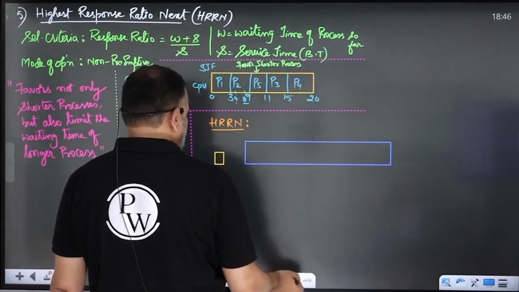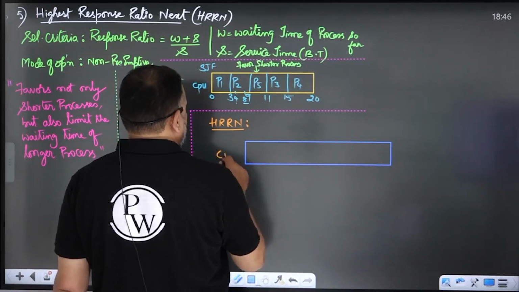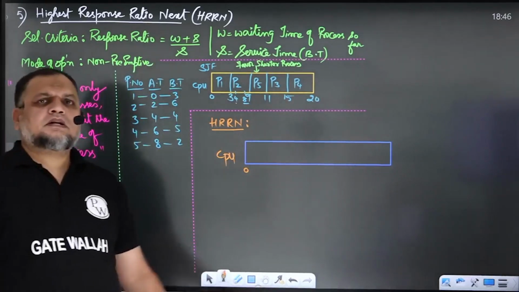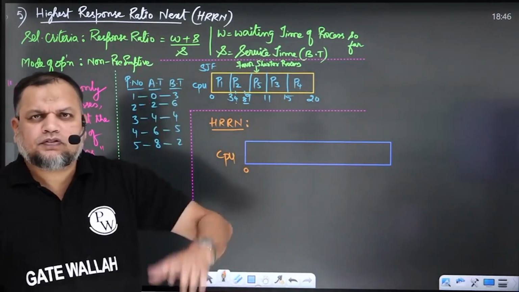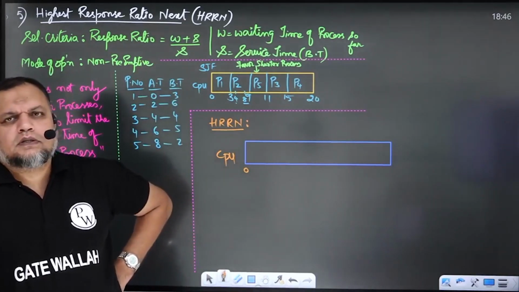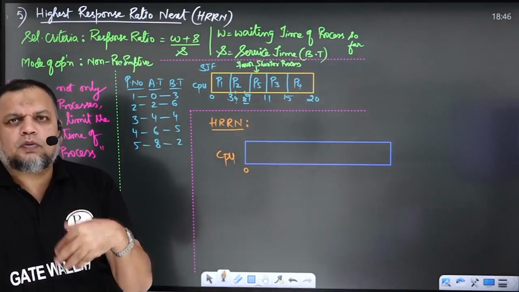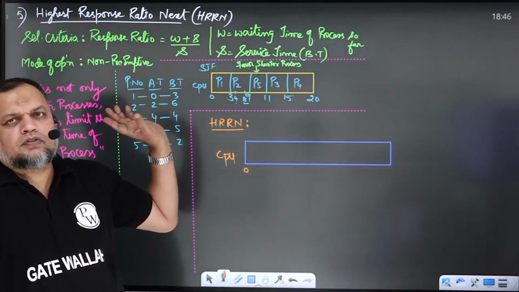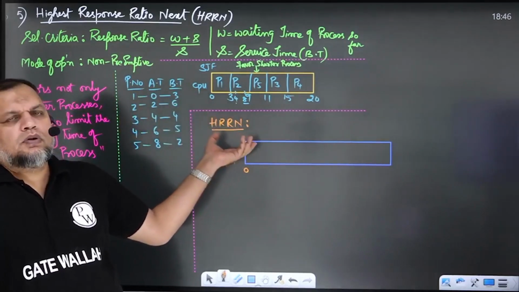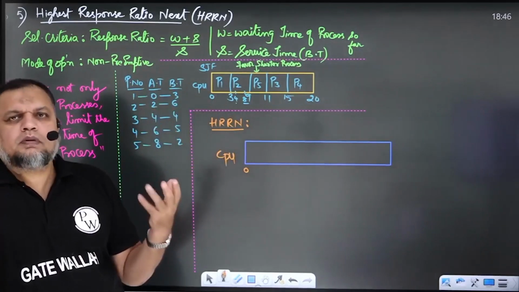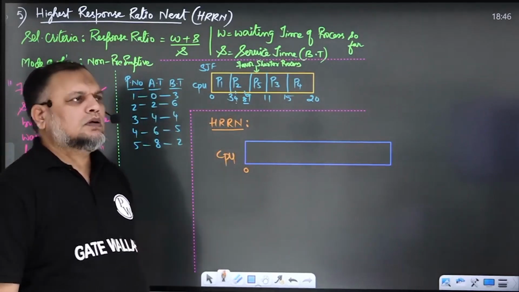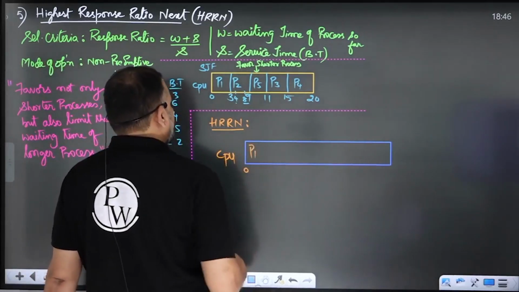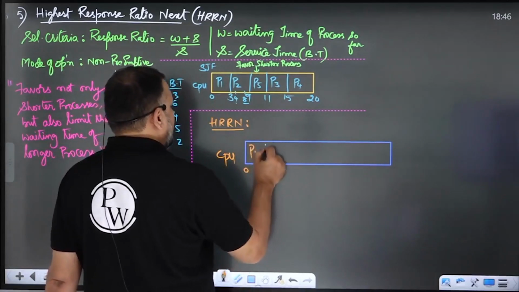Time starts at 0. Please observe, at time 0, I have only one process. So it does not matter whether you compute response ratio or not, because the paradigm of selection is response ratio. I don't bother whether response ratio is computed or not, because there is only one process. So at time 0, we have P1, so we start with P1.